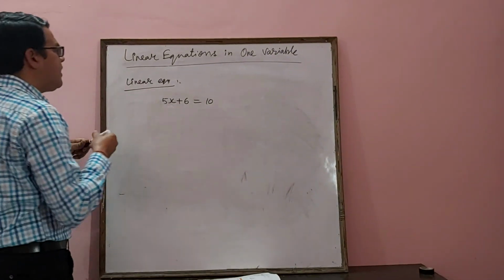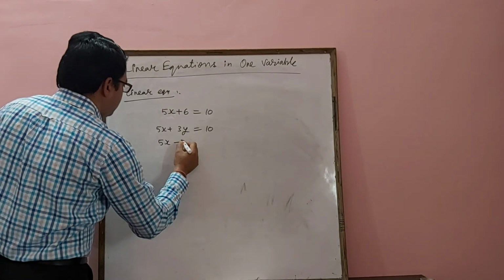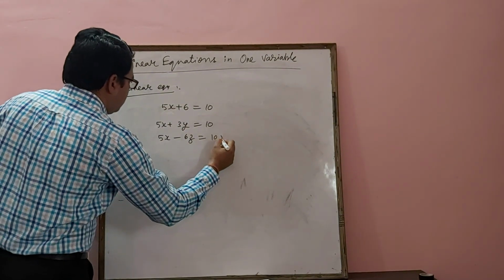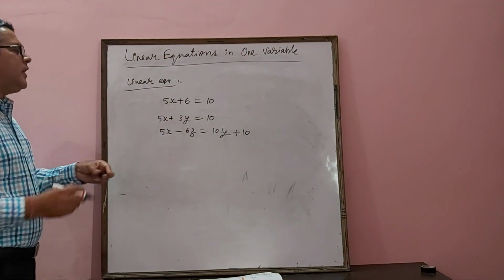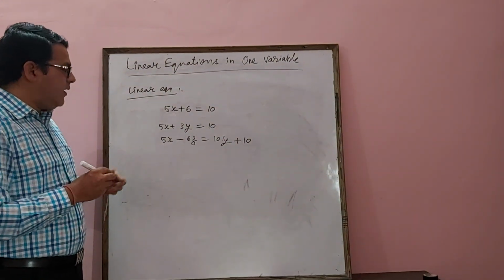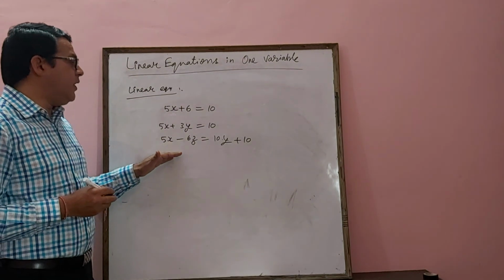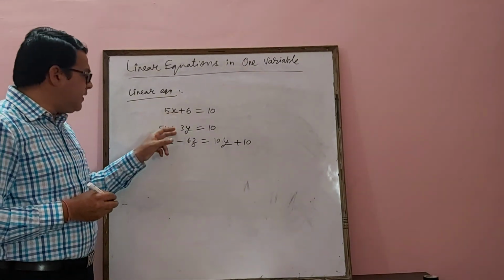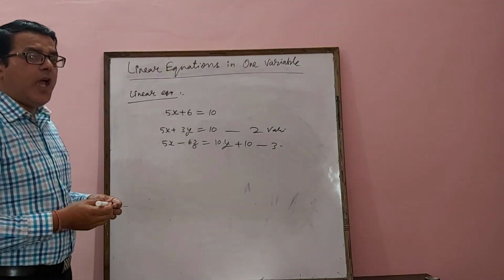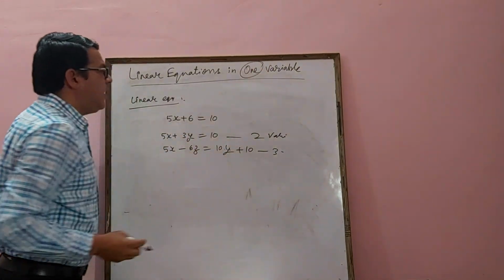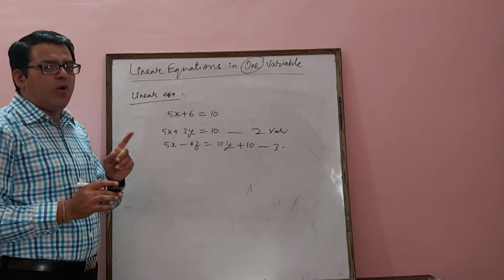Now, some more examples of linear equations. These are also examples of linear equations. But you can see that in this equation there are two variables, and in this equation there are three variables. So this is a linear equation with two variables, and this is a linear equation with three variables, but we have to restrict ourselves to one variable. Our chapter name is linear equation in one variable, so we will only talk about equations that have only one variable.